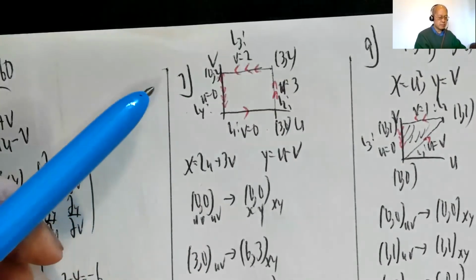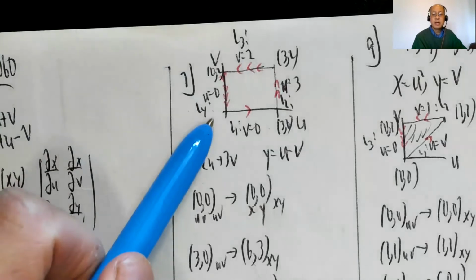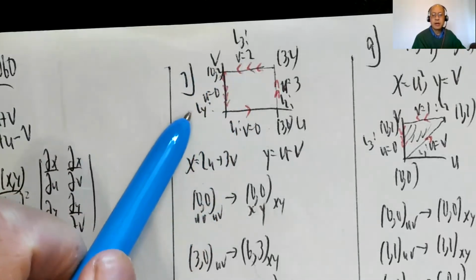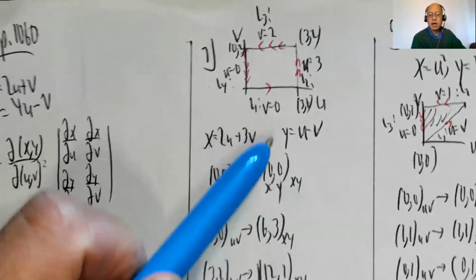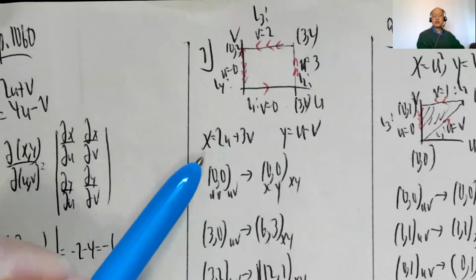Now for an actual transformation, this can get really, really bad. So you have the rectangle 0,2 cross 0,3 in u and v, and the transformation is x equals 2u plus v, y equals u minus v. Now the easy thing to do is just plug in.